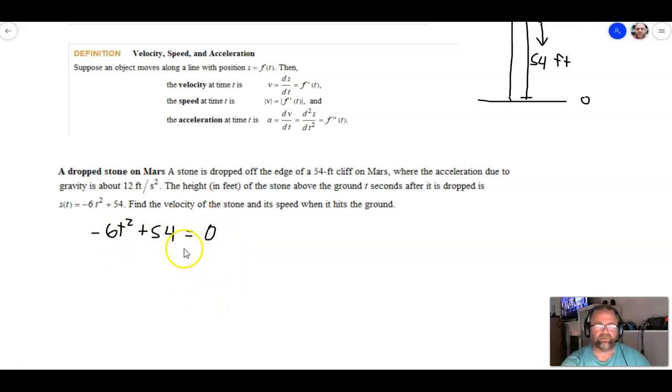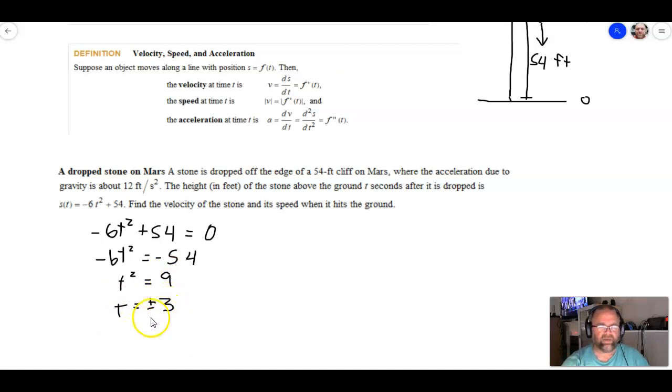So that's the equation that we're going to solve to find the t when it gets down to the bottom here. So putting that in there, we're going to get negative 6t squared is equal to negative 54. And t squared is equal to 9. And t is equal to plus or minus 3.